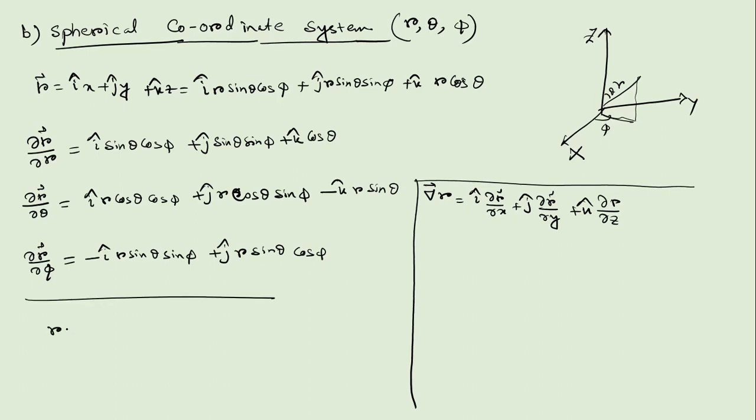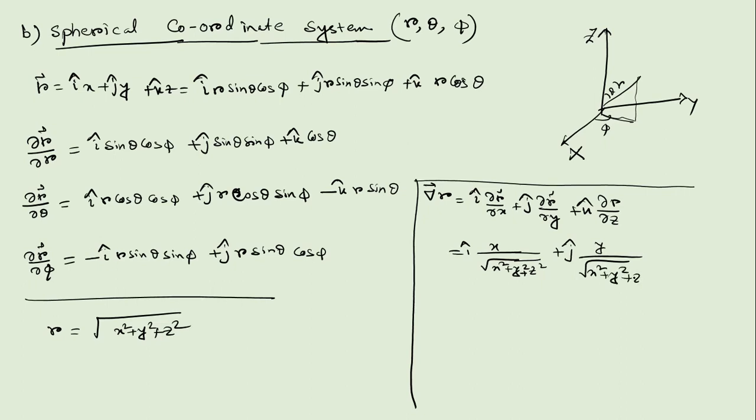You know that r is nothing but the root of x square plus y square plus z square, right? So if you take the derivative with respect to x, you get x by root under x square plus y square plus z square. Similarly, j cap y by root under x square plus y square plus z square, and k cap z by root under x square plus y square plus z square. So this gives you i cap x, j cap y, k cap z by root under x square plus y square plus z square.